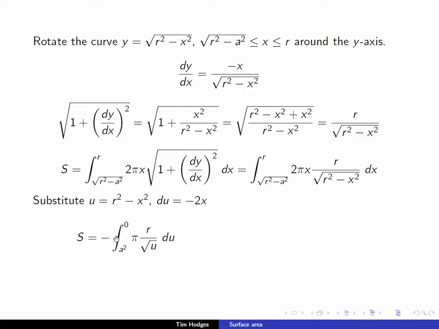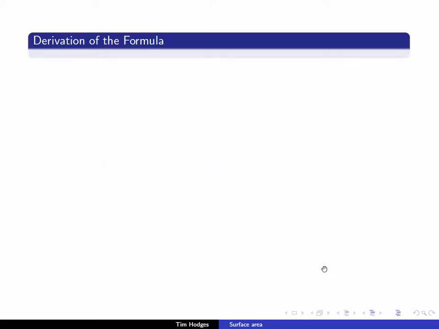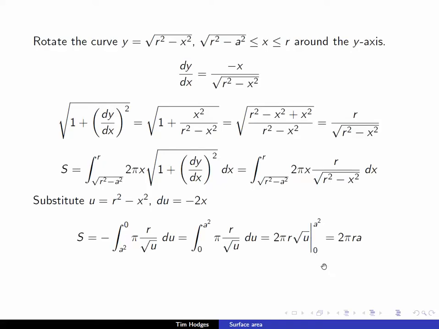Well, since we have a negative integral from a squared to 0, it's natural to flip the limits of integration and write that as the integral from 0 to a squared. Now what's that? Well, the integral of 1 over root u is 2 root u, so we get 2 pi r root u evaluated between 0 and a squared, which is 2 pi r a. So that's an interesting, clean answer to our problem.